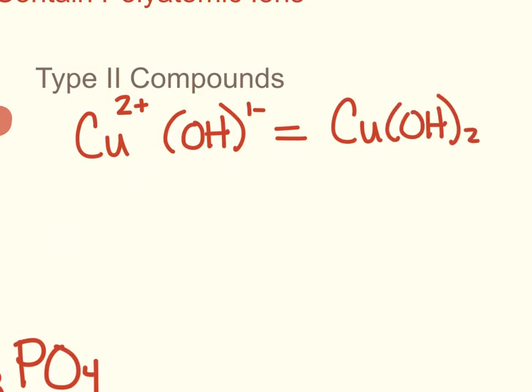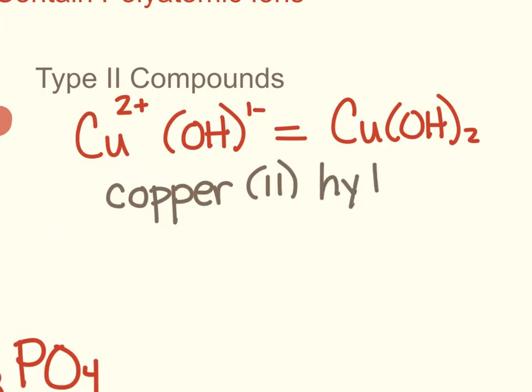When we're naming that, we're going to write down the name of the ion, so copper. We have to tell which version of copper we're working with. We're working with the one that has a +2 charge, so copper(II). And then we just write out hydroxide, just like we did before.